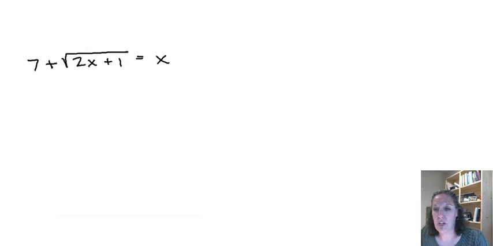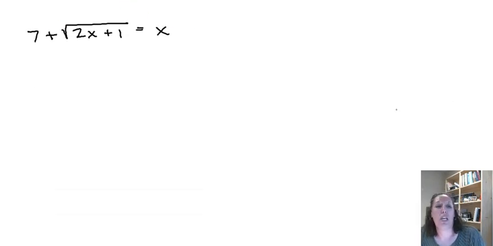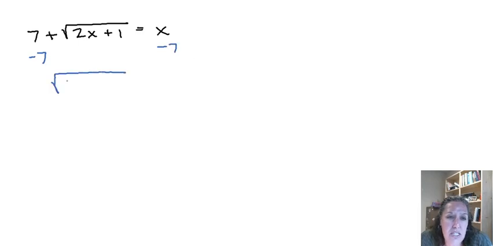All right, now let's take a look at the equation 7 plus the square root of 2x plus 1 equals x. We want to isolate that square root, so we need to move that 7 out of our way. So we're going to subtract 7 from both sides. I see a lot of students that just ignore that x on the other side and just write the negative 7. We do have to include that x. We'll have x minus 7 on the right-hand side.